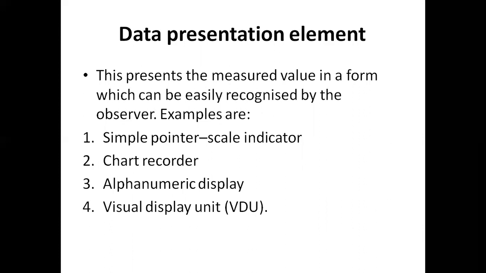And finally, we look at the data presentation element. This presents the measured value in a form that can be easily recognized by the observer. And the examples of data presentation elements include a pointer or a scale indicator, chart recorder, alphanumerical display, visual display unit. Anything that presents the information to the observer falls under this category.